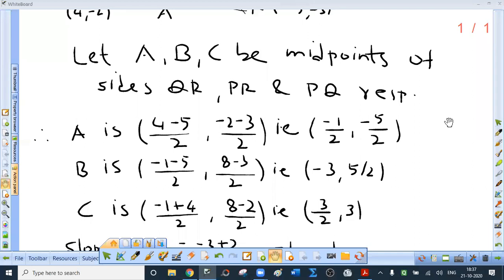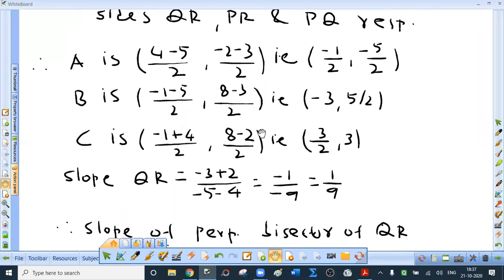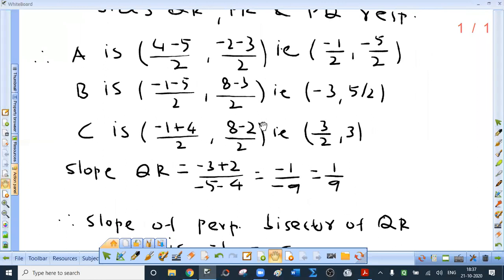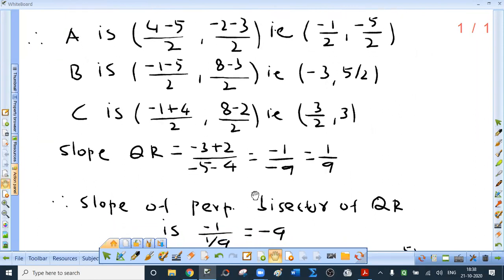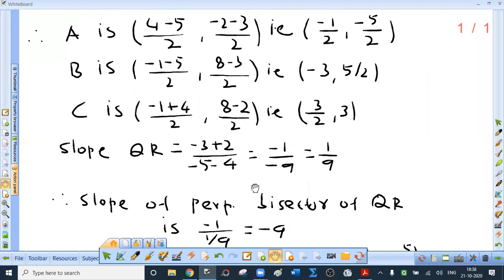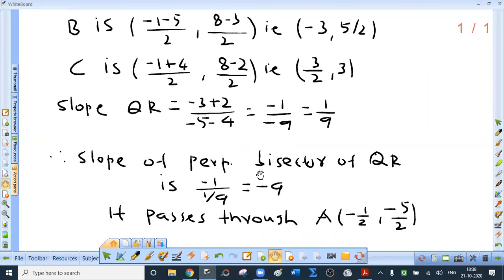So what are the midpoints? A, B, C are the midpoints of the three sides. Use the midpoint formula to get the coordinates of A, B, C. After that, find out the slope of side QR. It is 1/9. So what is the slope of the perpendicular bisector of QR? It is -1 upon 1/9, that is -9. Why? Product of slopes of two perpendicular lines is -1. So the slope is -9. Now it passes through which point? A(-1/2, -5/2). So by point-slope form, get the equation of the perpendicular bisector of QR.